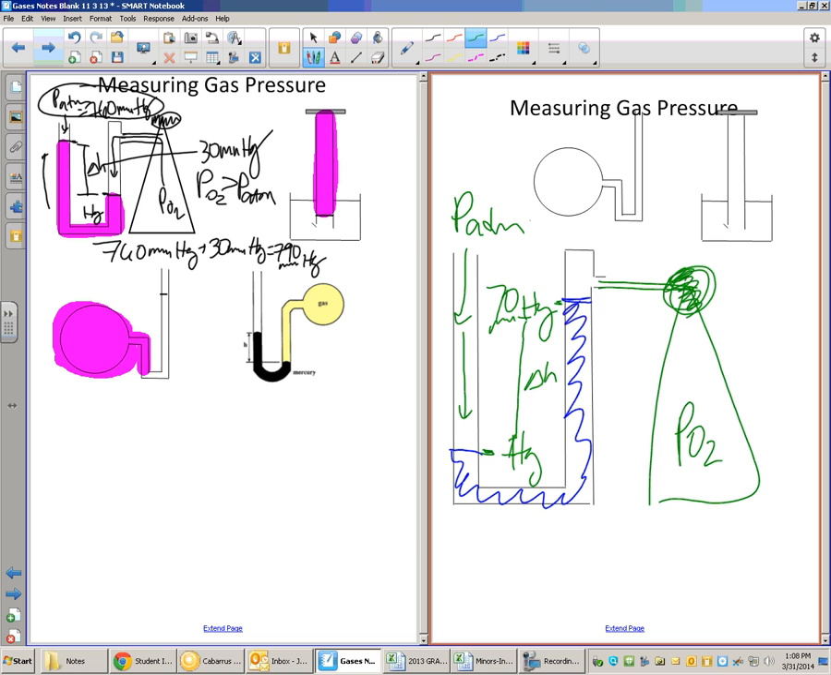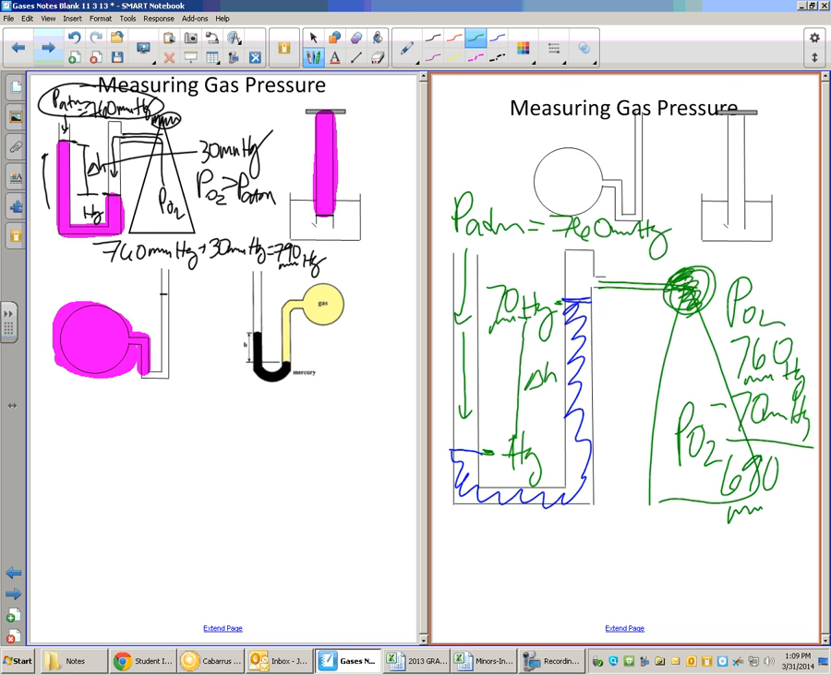So if the normal atmospheric pressure is 760, how do you get to the pressure of the oxygen? You're taking 760 millimeters of mercury, and you just told me the pressure of the oxygen was less. So it's got to be less than this, so you have to subtract 70 millimeters of mercury to give us what? 690 millimeters of mercury.